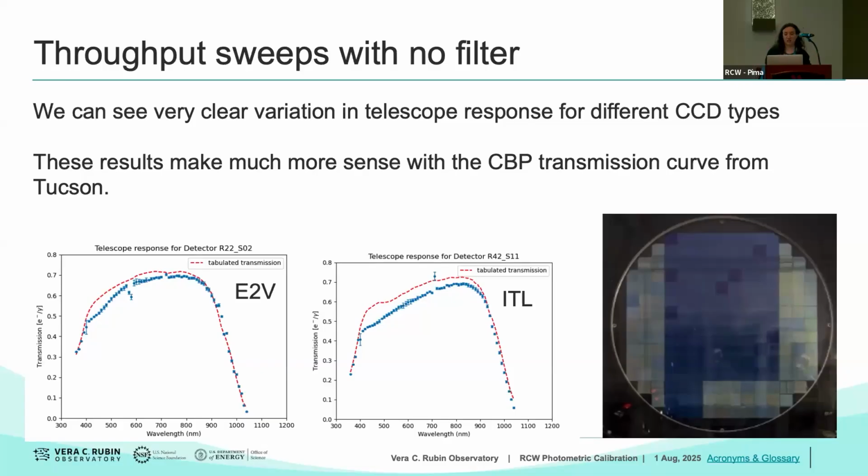But you can clearly see variations across the detector. And with this data, even if we're maybe not 100% certain that we trust the CBP transmission curve, we can get ratios and differences across the detector, across the detectors on the focal plane.